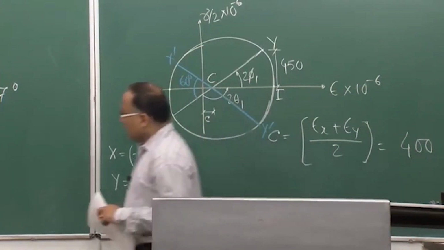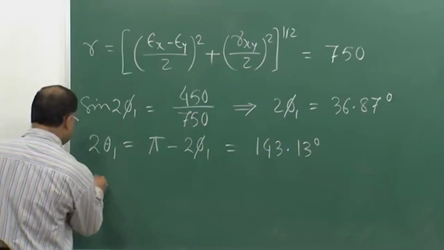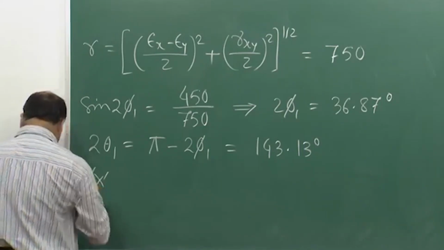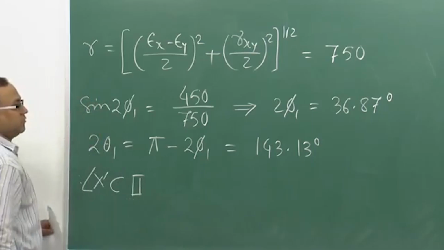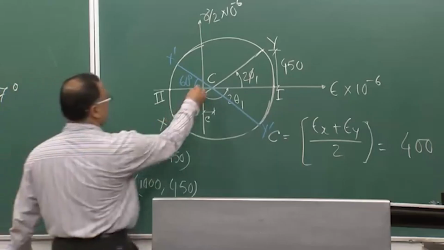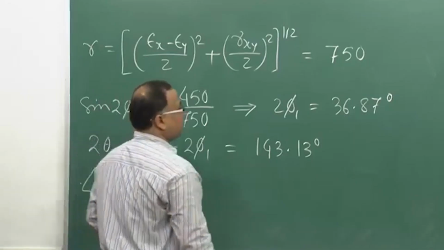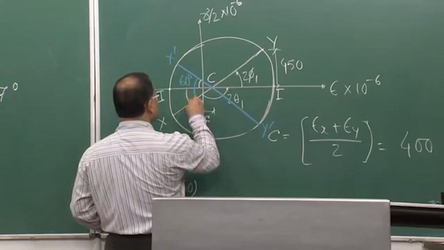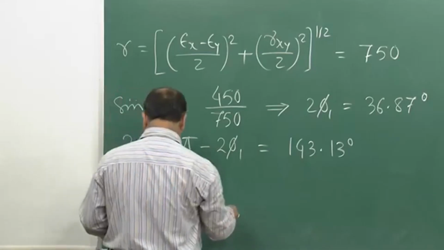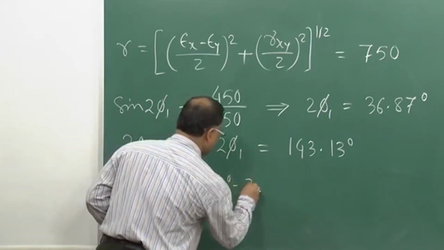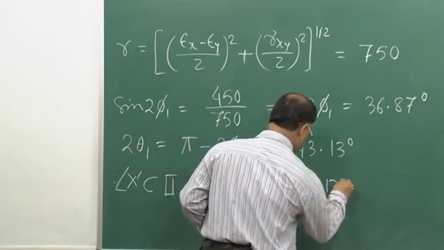So, now what I can write? I can write angle x prime C 1, that means this angle is equal to, if this angle is twice of phi 1, no doubt about that. So, that angle will be simply 60 degree minus twice of phi 1, that will come as 23.13 degree.